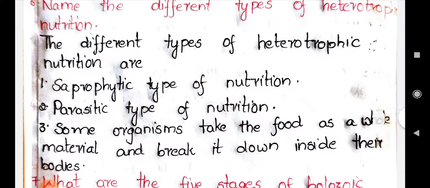Next, the third type: some organisms take the food as a whole material and break it down inside their bodies. Some of the unicellular organisms get the nutrition through their entire surface. The entire surface of the body participates in the process of nutrition, and after taking that food into the body, the breaking down of the food material takes place.